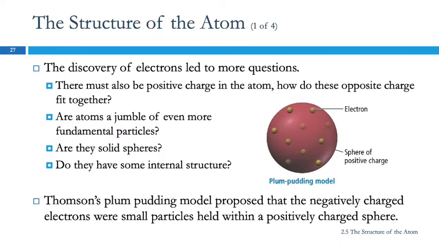So, of course, discovering those electrons led to many more questions, which is usually how things work. There are negative electrons in the atom, but we know that the atom is neutral. That means there must be something positive in there. There must be positive charge. So how do the opposite charges, positive and negative, fit together inside the atom?